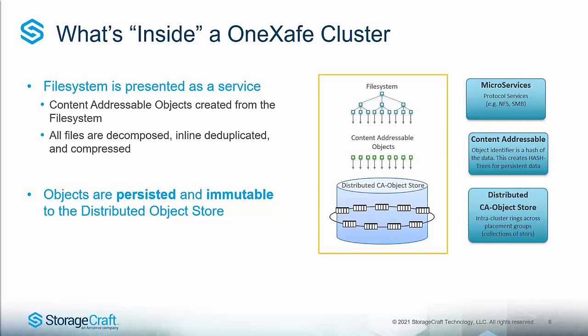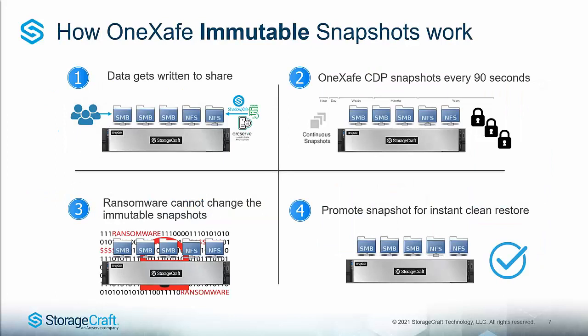So just to summarize, data gets written to the share, whether it's SMB shares that could be integrated into Active Directory for file sharing to your users, or it could be shares receiving data from your backup applications. This is automatically snapshotted every 90 seconds. If ransomware was to infect the environment, it may be able to access those shares. However, it would not have access to those snapshots. So we can instantly promote a snapshot, no matter how large, for an immediate clean restore.